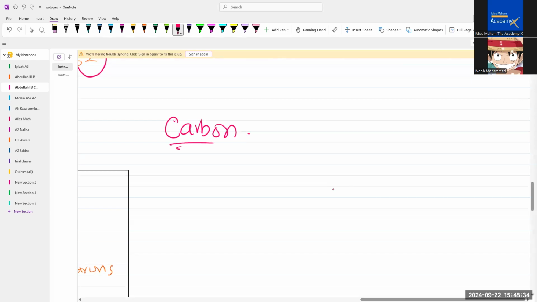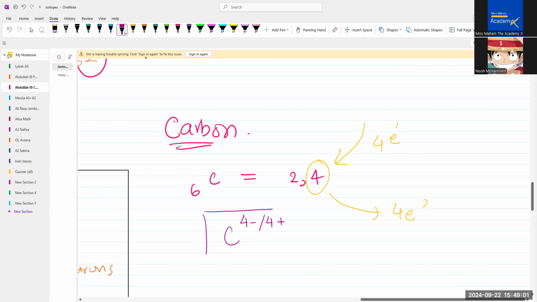So carbon's atomic number: hydrogen, helium, lithium, beryllium, boron, carbon. Carbon is 6, right? So carbon's electronic configuration is 2, 4. Now in this case, you'll be confused. Should it take in 4 electrons to make it 8? Or should it give up its 4 electrons to make it 8? In this case, we say that carbon's oxidation state is 4 minus or 4 plus.